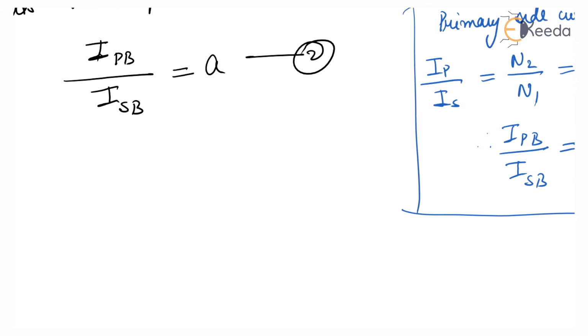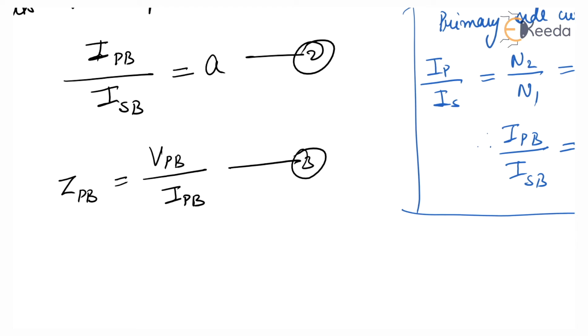Now the primary base impedance is equal to VPB by IPB, this is equation number 3. And similarly for the secondary side, the secondary base impedance is equal to VSB upon ISB, this is equation number 4.